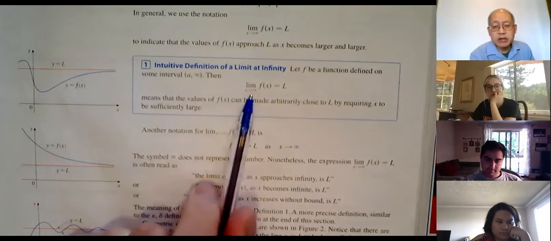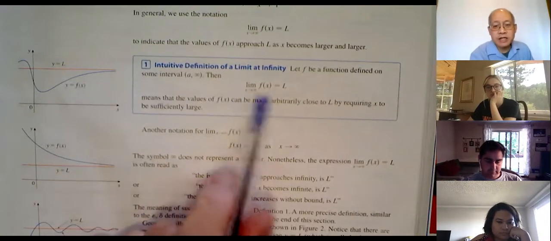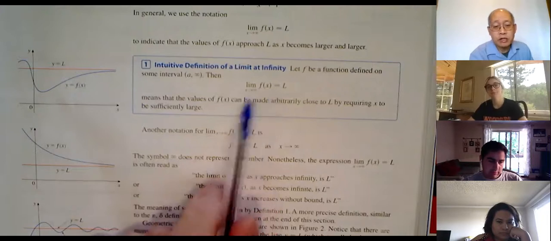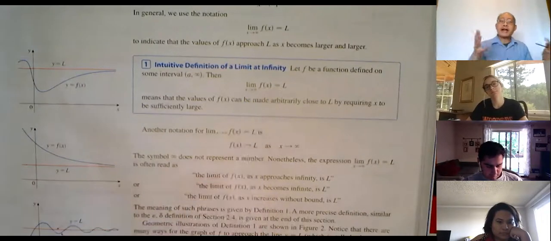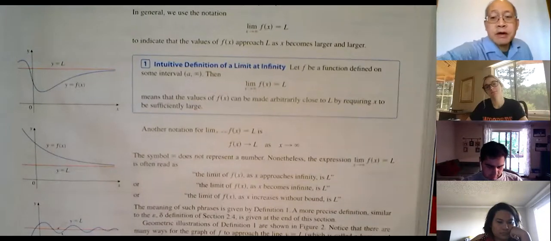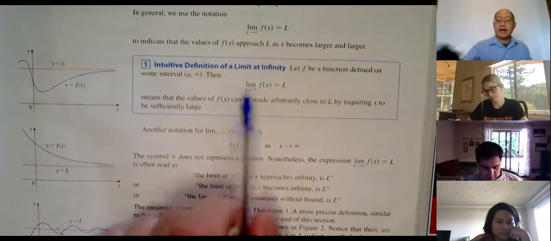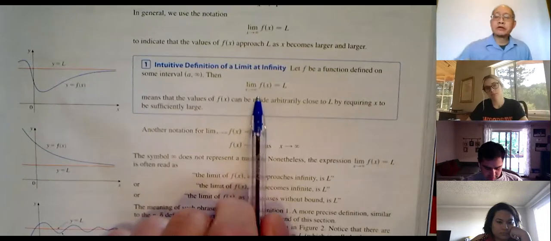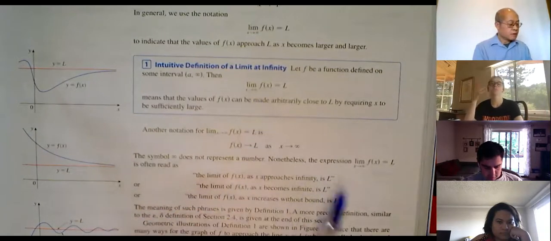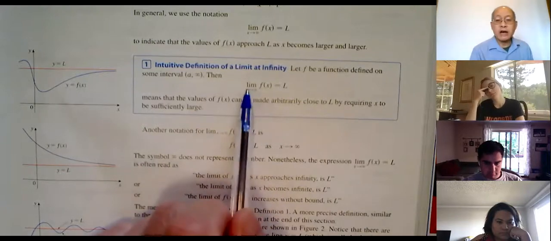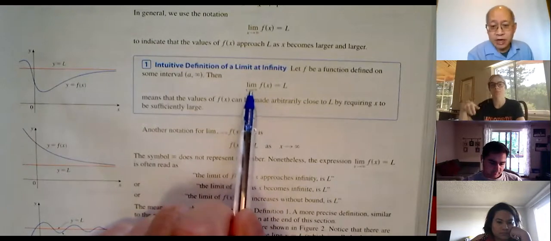Limit as x approaches infinity of f of x equals L. That means you're plugging in bigger and bigger numbers. If you were to make a table and punch in stuff on your calculator, you'd be plugging in 100, 1,000, 1,000,000, 1,000,000,000, 1,000,000,000,000, and so on. And you can also have limit as x approaches negative infinity.